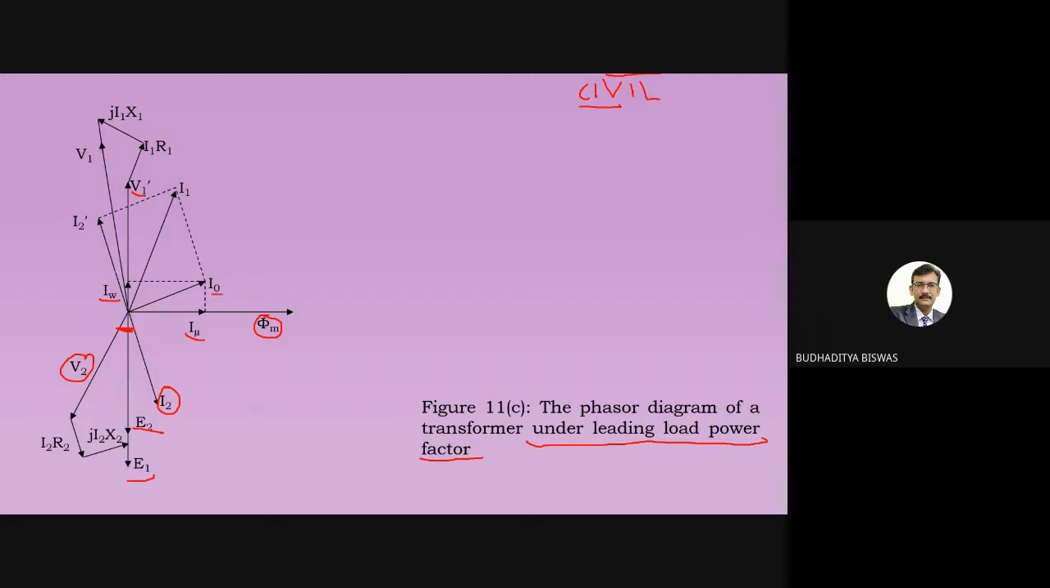We need to extend the I2 in the opposite direction to get the reflected value I2 dash. Summation of this I0 and I2 dash gives me the value of I1, which is actually the primary winding current. And this I1 R1 and I1 X1 is actually the resistance reactance drop in the primary winding. And after we take the summation of this V1 dash, I1 R1, I1 X1, we get the value of V1. So the procedure is same.